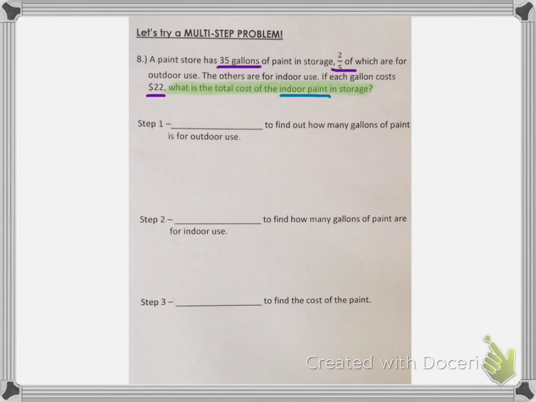Our first step is to multiply to find out how many gallons of paint is for outdoor use. So we're going to do 2/5 times 35. And remember, with whole numbers, we write whole numbers as fractions by using a whole number as the numerator and 1 as the denominator. Go ahead and pause the video to solve step 1 and then press play to continue.